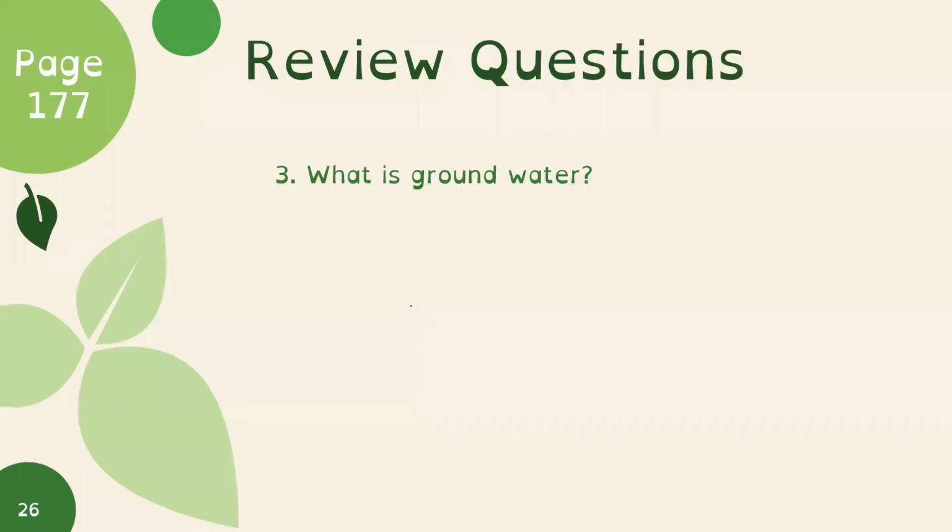Number 3 on page 177 is what is groundwater. So groundwater is water in the ground, but more specifically, to define it, it's water below the Earth's surface. So in the soil or in the rock bed.